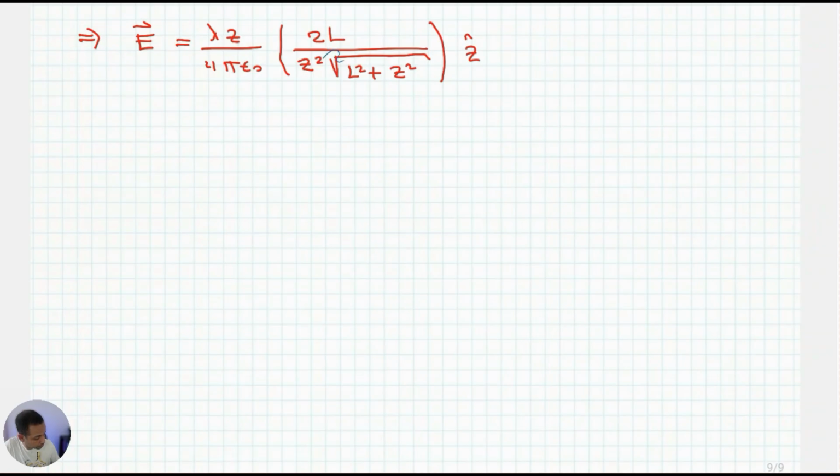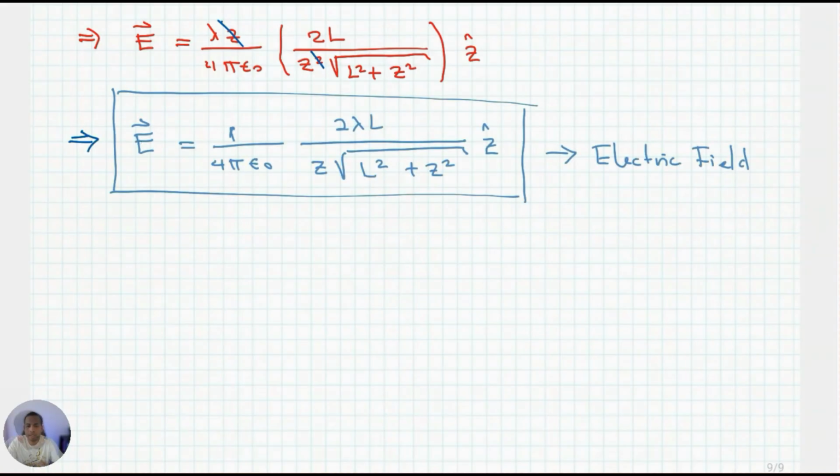Simplify this expression, please. Simplify. And the final answer for the electric field is, and that's the final electric field. As you see, the direction of the field is along the z direction, and it's given by this unit vector, because the charge is positive in this case, and the observation point is above the line. Okay, so this is the expression for the electric field.